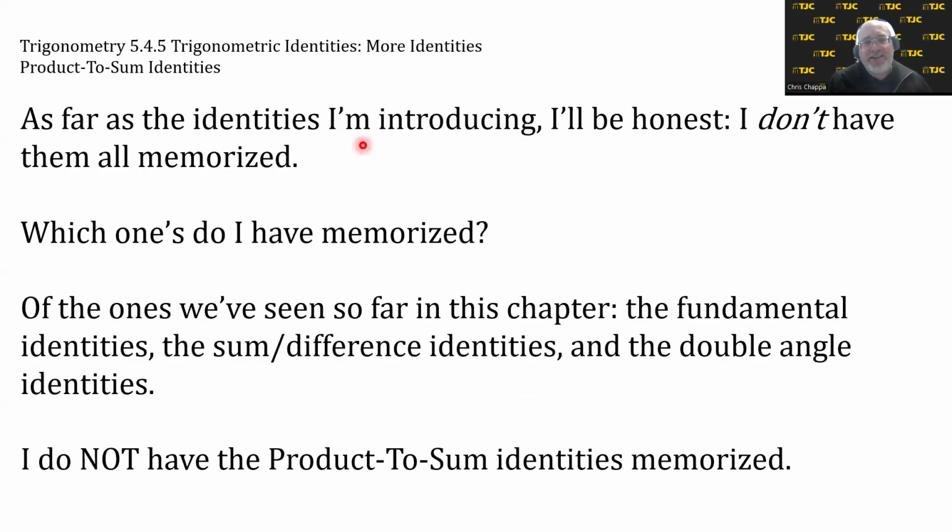As far as the identities I'm introducing, I'll be honest, I don't have them all memorized. Which ones do I have memorized? Of the ones we've seen so far in this chapter, the ones I have memorized are the fundamental identities, Pythagorean, reciprocal and quotient, the sum and difference identities, and the double angle identities. I do not have the product to sum identities memorized.